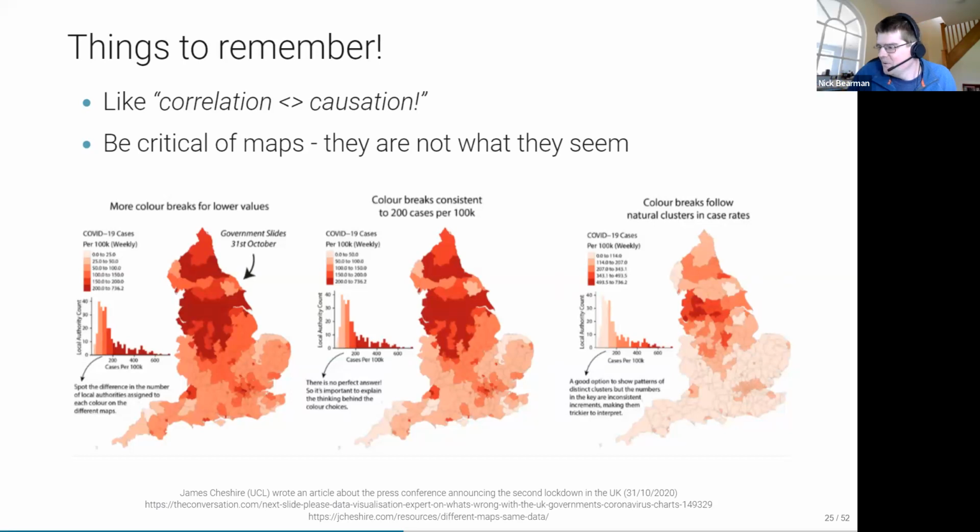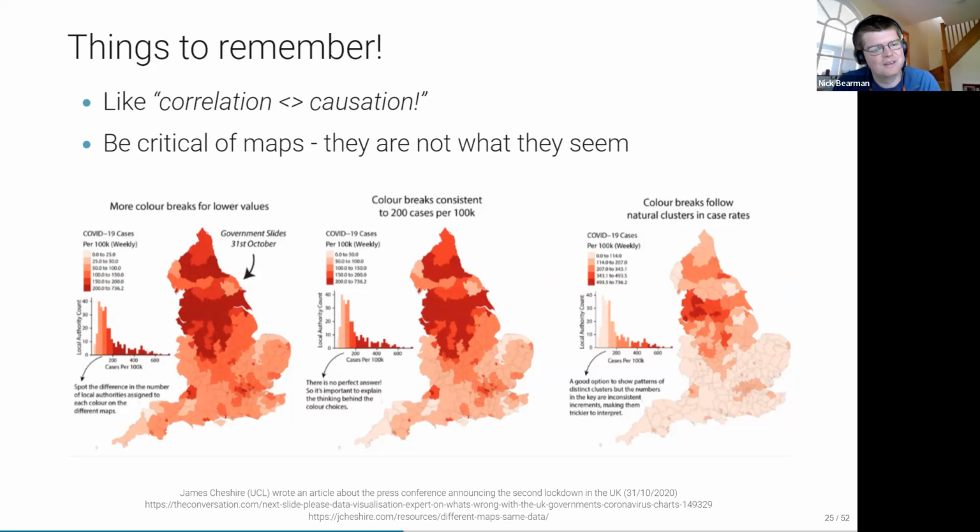Whereas on the right-hand side, we've got a different categorization. Some of the categories are much larger, about 100, 150, sometimes. And here we've got many fewer local authorities in this dark red colour. Which is right? Well, you can argue that. There is no right answer to this. Which is most appropriate depends what you're doing with it.